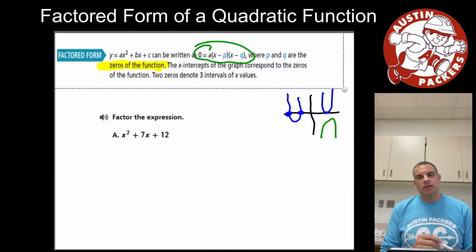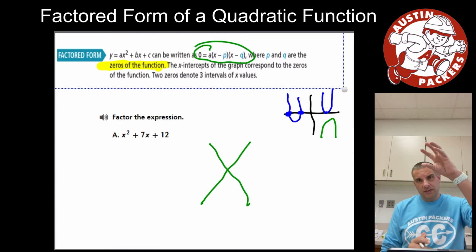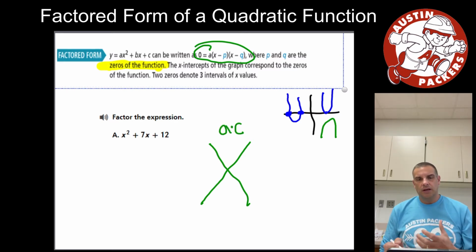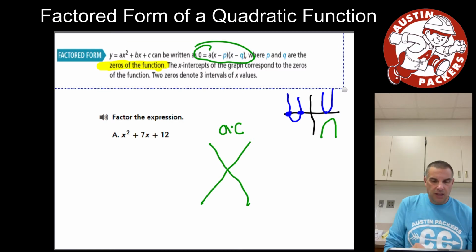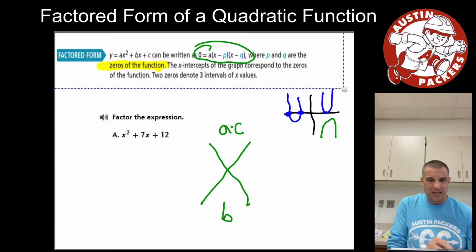Okay, so another method that we can use is what we call the X method. This is a method that a lot of the teachers at the high school use. We're going to make an X, and we're going to fill in the top and the bottom of that X. The top of the X is always going to be A times C, your A value times your C value. And the bottom is always going to be your B value. Well, we did this yesterday when we were looking at things in standard form, the A, B's, and C's.